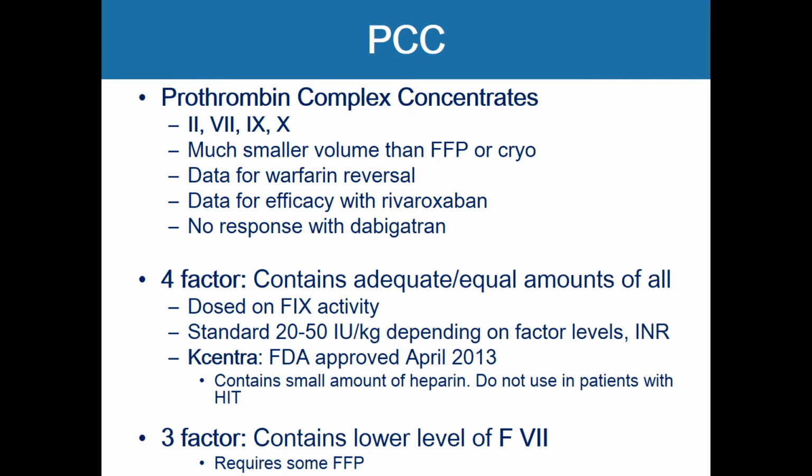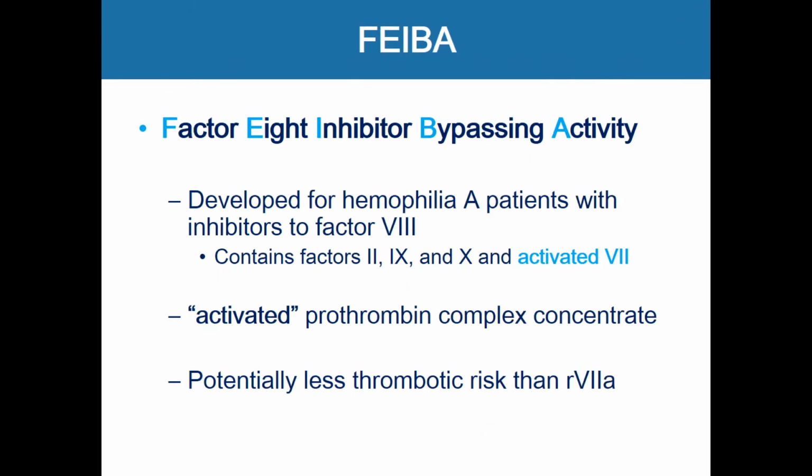Now, a 3-factor prothrombin complex concentrate exists, such as Profil 9. This 3-factor prothrombin complex concentrate contains significantly lower amounts of factor 7 compared to the other factor levels. So if you are using a 3-factor PCC to reverse warfarin, you need to give some FFP up front to supply a source of factor 7 as well as vitamin K.